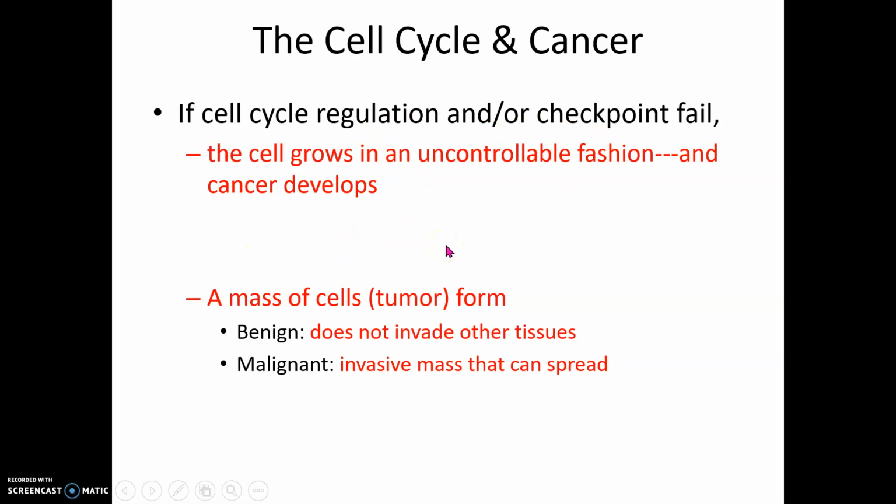But what you get first is a mass of cells. Now, what that mass of cells is could be benign. If you have a contained mass of cells that just sits there and grows into a tumor, but it doesn't invade other tissues, it's benign. If that cell invades neighboring tissues and breaks off and metastasizes, it's considered malignant, and that's when you say, yes, this person has cancer.